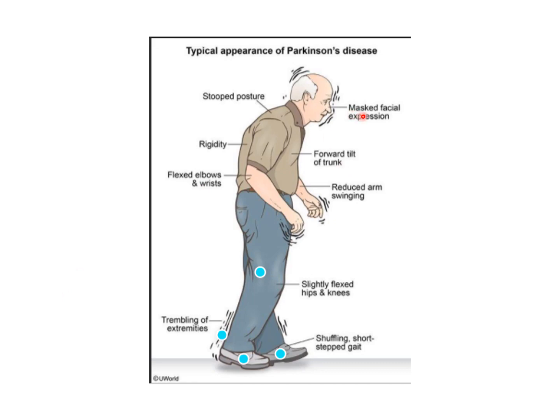As you can well appreciate, the signs and symptoms of Parkinson's disease include a typical mask-like face in which the person is giving no expressions. There is stooped posture, rigidity and flexed elbows, and slightly flexed hips and knees. Similarly, there is trembling of extremities and a small stepped gait. There is reduced arm swinging and forward tilt of the trunk. So these are the typical signs and symptoms of Parkinsonian disease.